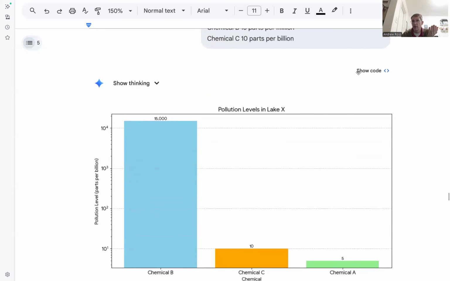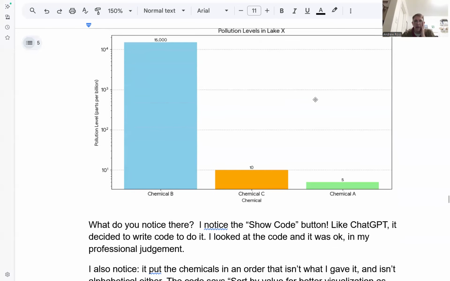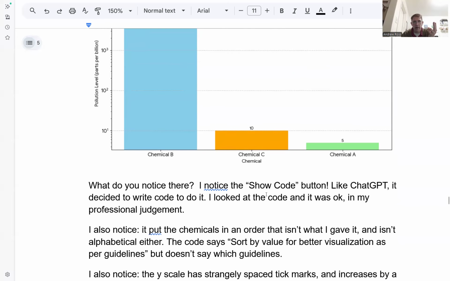I notice it has a show code button here, so that's good. We can go look at the code it used. I looked at the code. It was okay in my professional judgment. I noticed it put the chemicals in a different order than I gave it and in non-alphabetical order as well. The code said it sorted by value for better visualization as per guidelines, but it wasn't the guidelines I gave it, so I don't know what guidelines it was thinking of there.